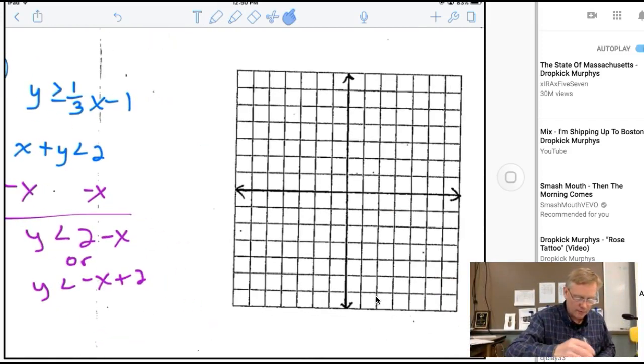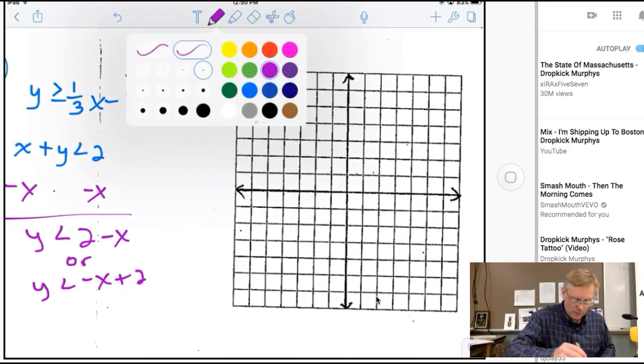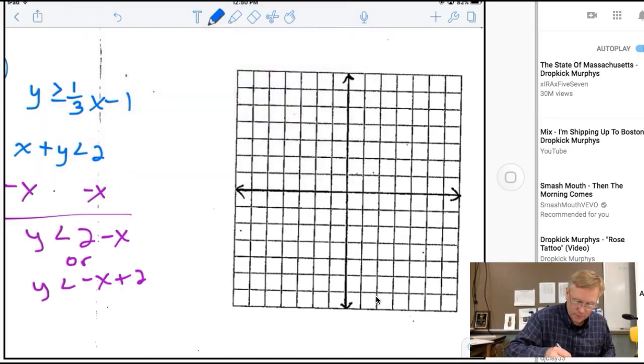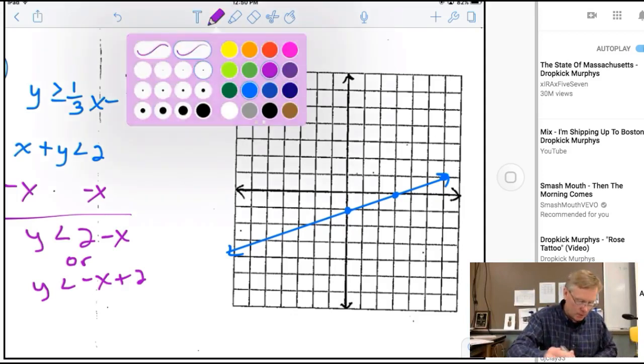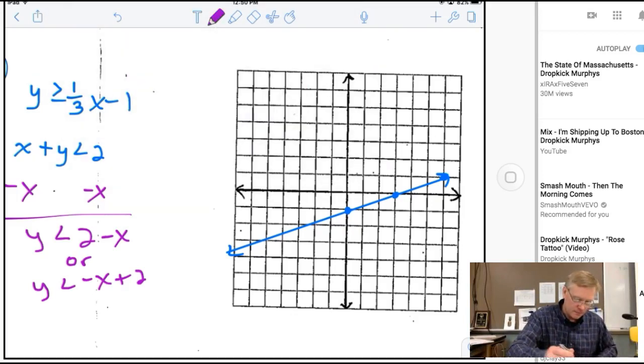All right, now I'm going to go graph those. Blue one, y-intercept of negative 1. And I've also got a slope of 1/3, so that's up 1 over 3. This would be going in the positive direction. This one's a solid line. The other one will be a dashed line because there's no or equal to underneath it.